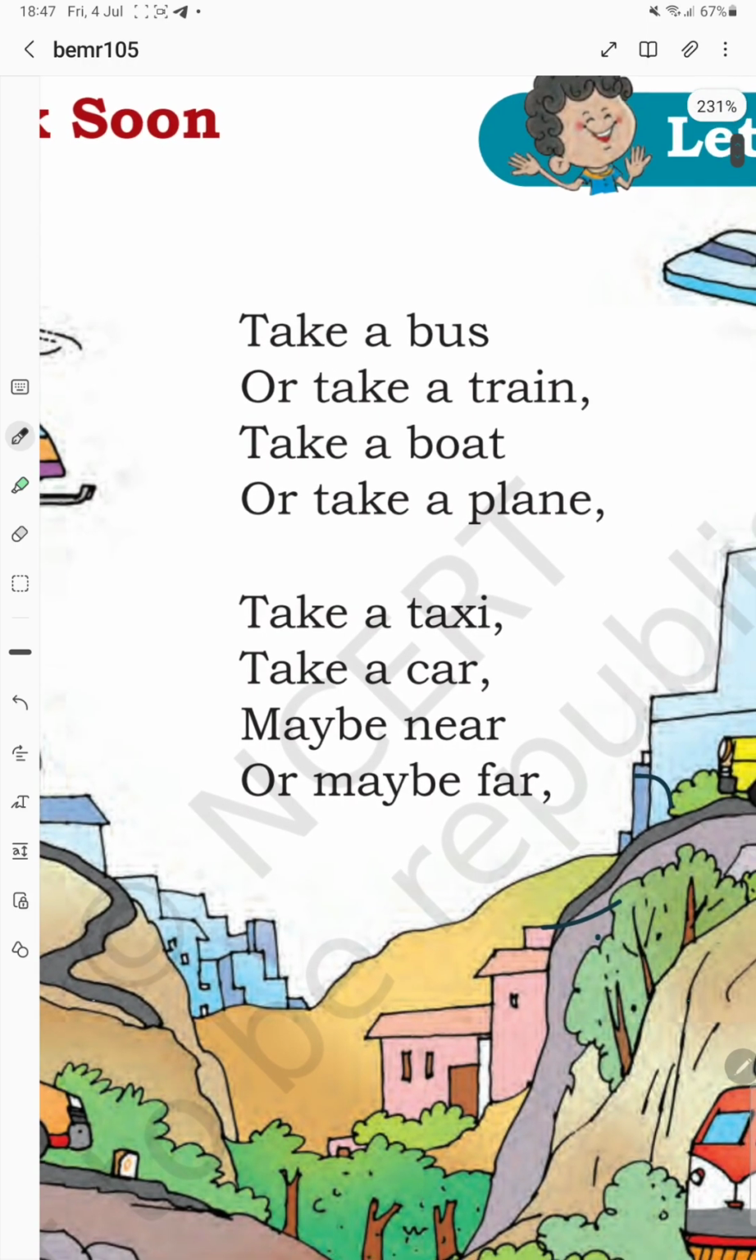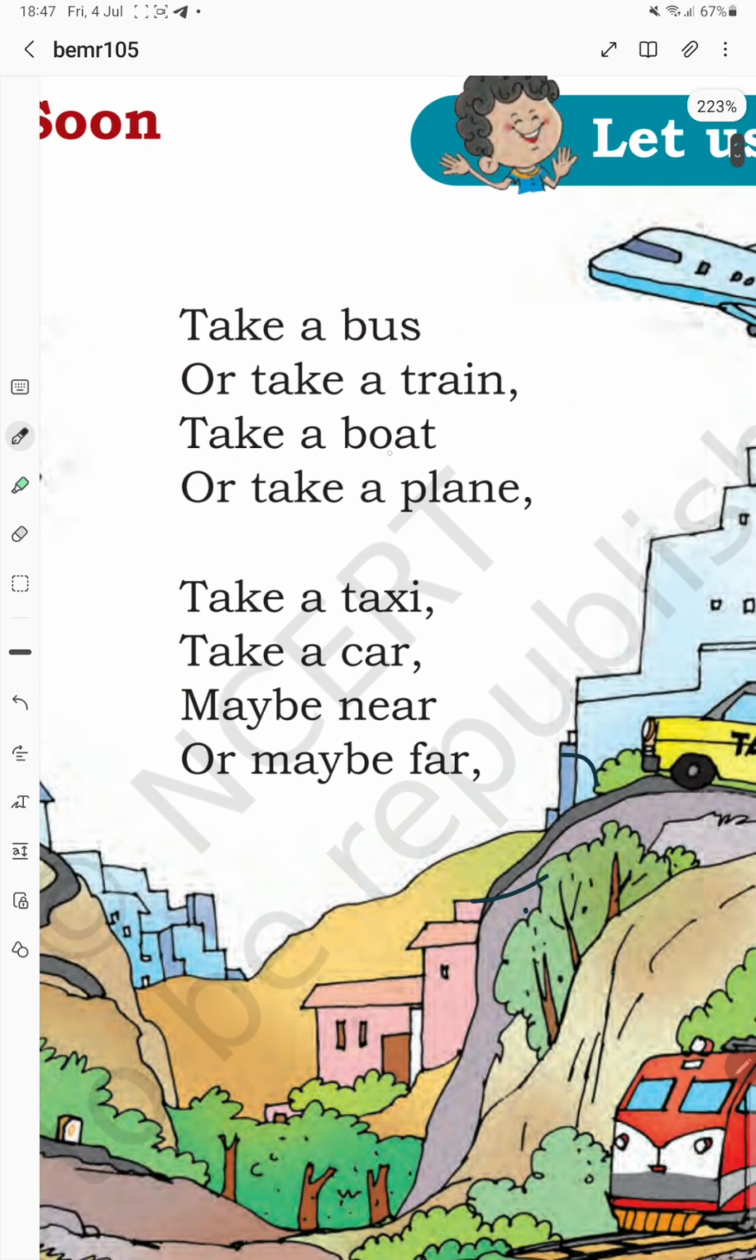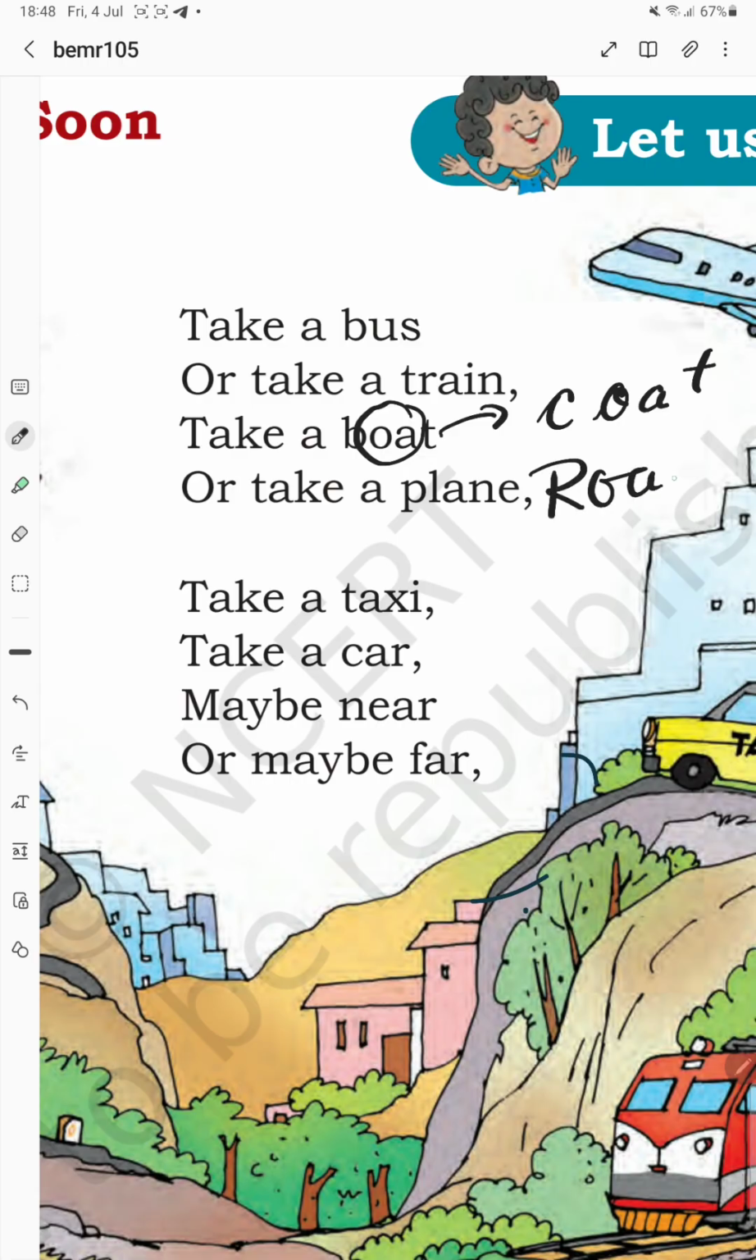And another line is take a boat. Boat. Here oa will give the o sound, just like in the words coat, boat, road. So o and a, when these two letters come together, this will give the o sound.